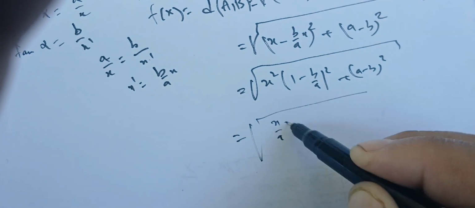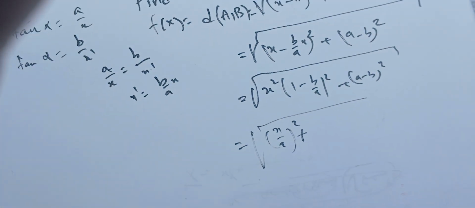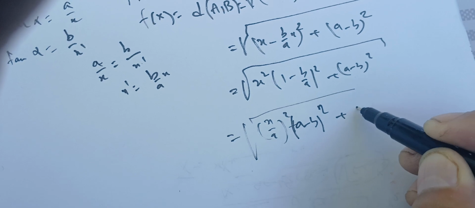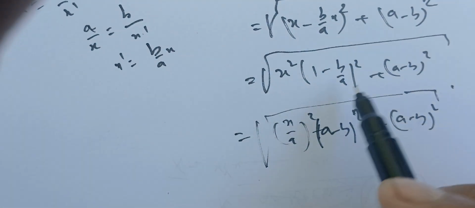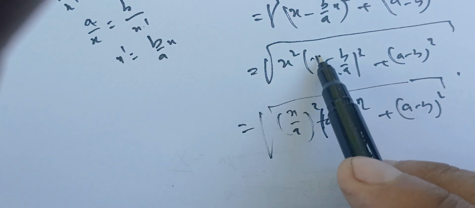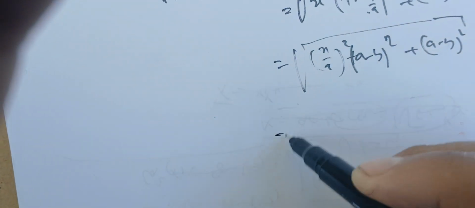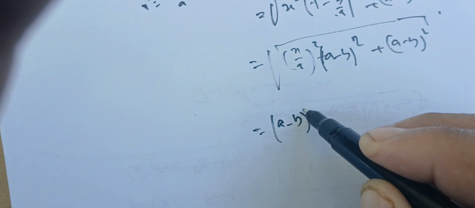I can write x over a squared plus 1, times a minus b squared. I hope that you see how I get this one. It's just some factoring. I took the a outside of the square, and I have to multiply by a. So therefore, I can take the a minus b, with the absolute value here, and I have the square root of x over a squared plus 1.